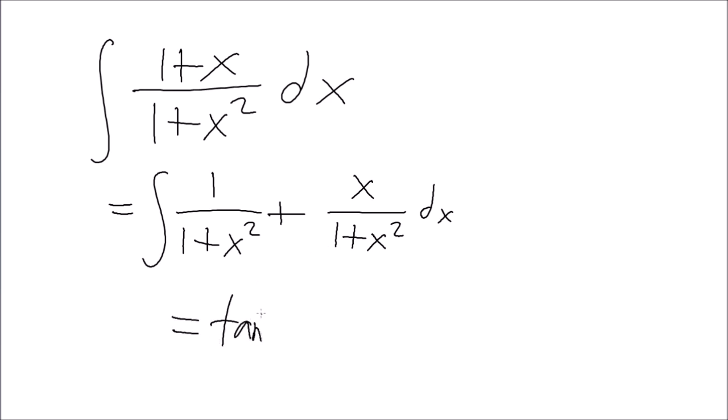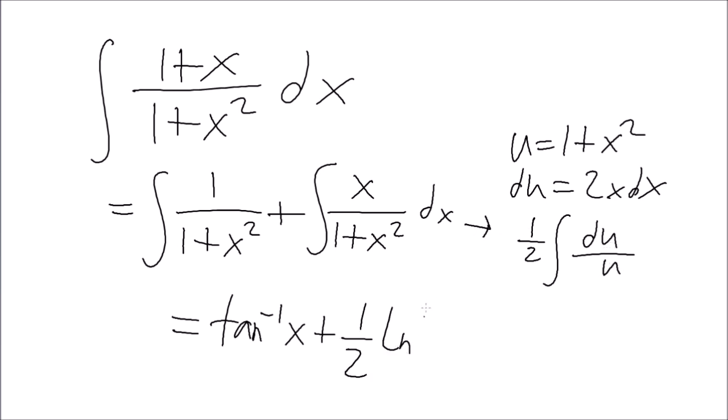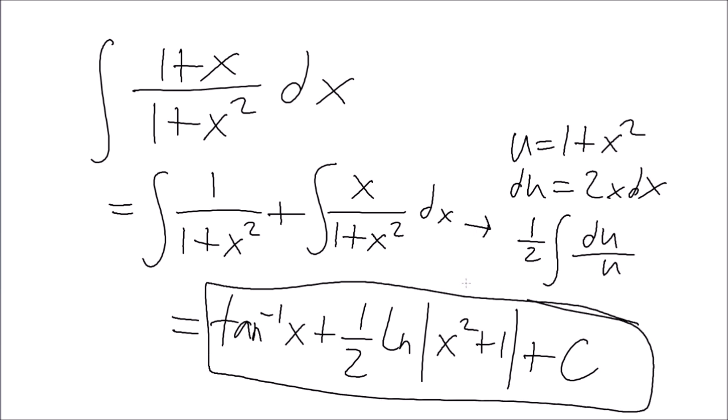So inverse tangent of x, and then here let u equal 1 plus x squared. du is equal to 2x dx. And so now this integral becomes 1/2 of du over u. Oh, okay, and this is ln. So 1/2 ln of u, which is x squared plus 1. And we have our answer.